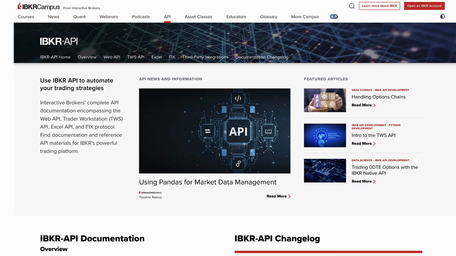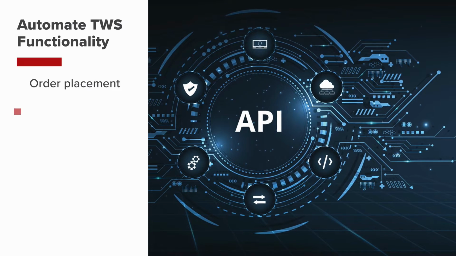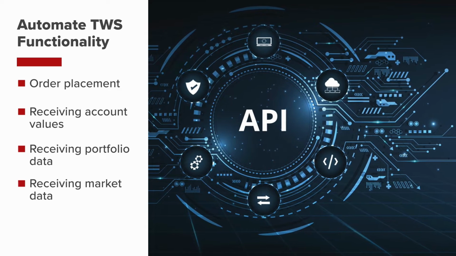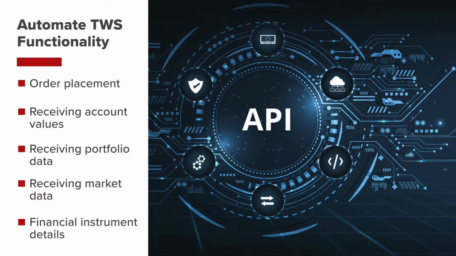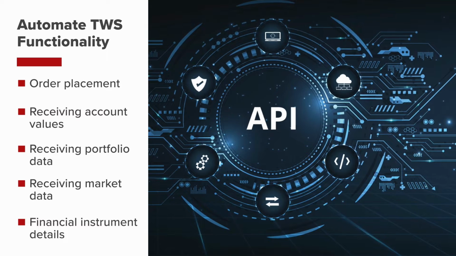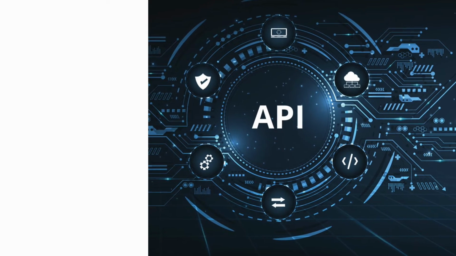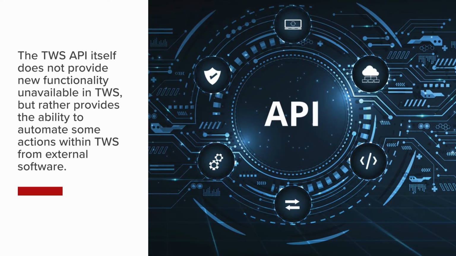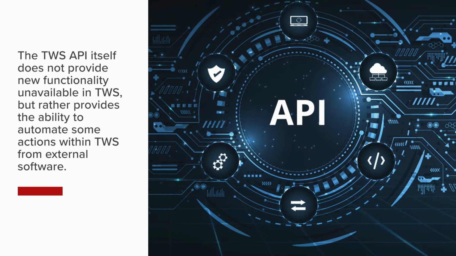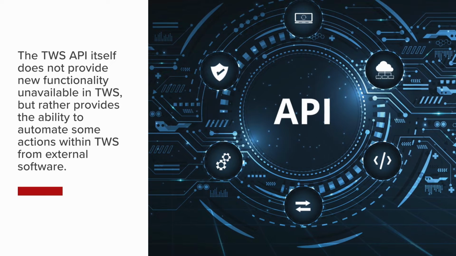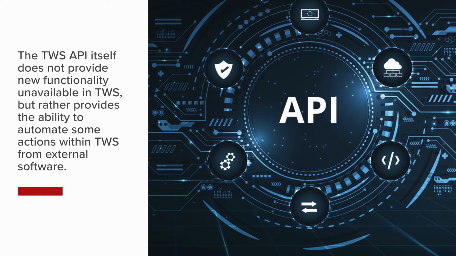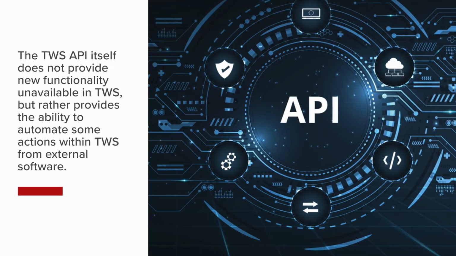The Trader Workstation API is an open-source interface to TWS, which can be used by custom or third-party applications to automate TWS functionality, including, but not limited to, order placement, receiving account values, receiving portfolio data, receiving market data, and querying financial instrument details. It is important to keep in mind that the TWS API itself does not provide new functionality unavailable in Trader Workstation, but rather provides the ability to automate some functions within TWS from external software.